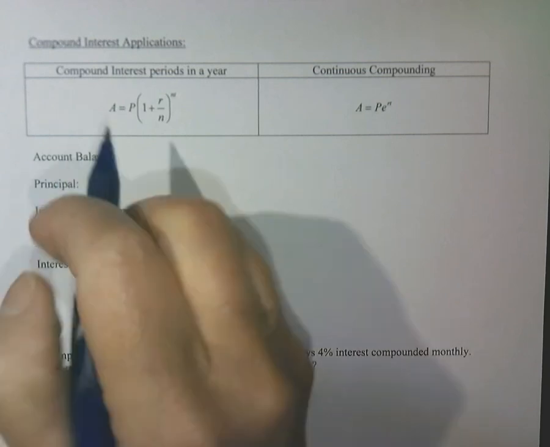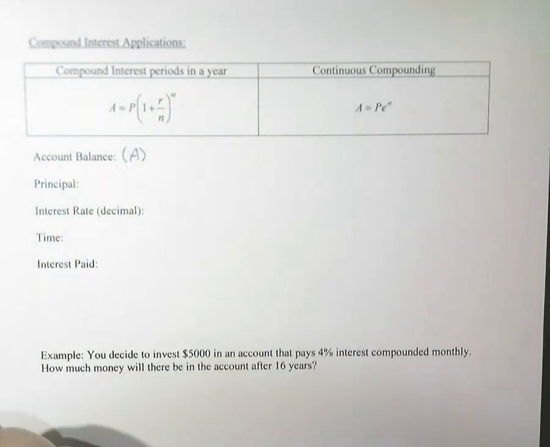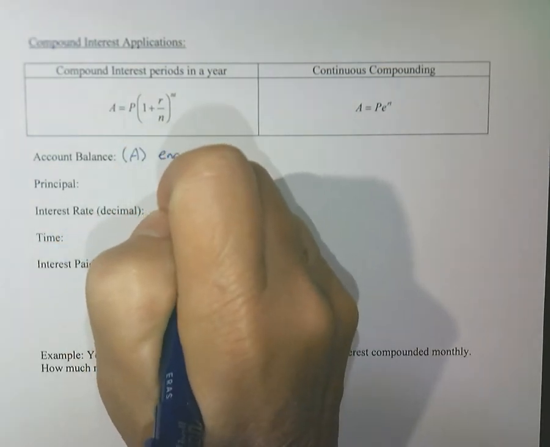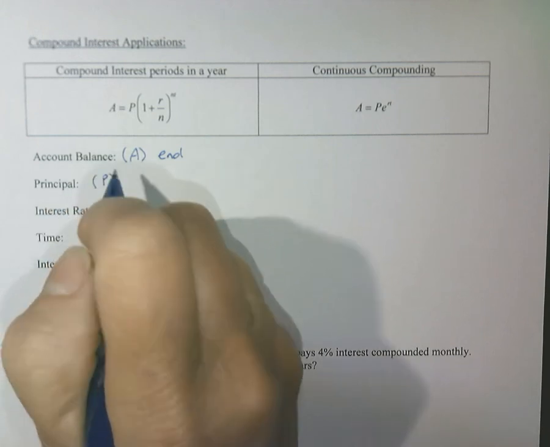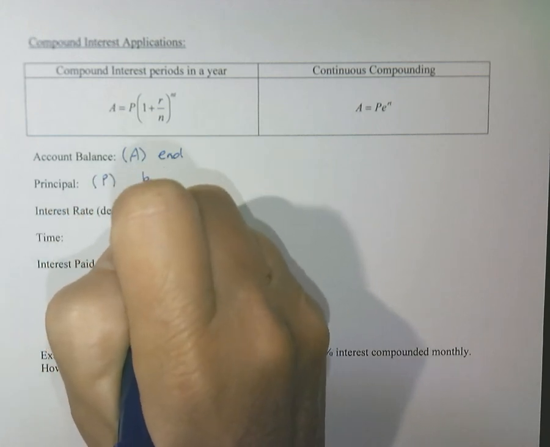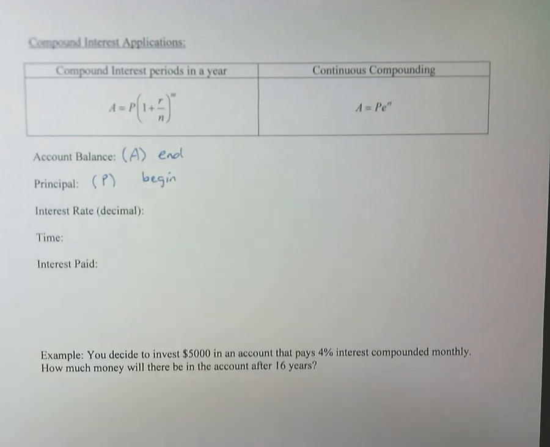A stands for the account balance. It's how much you end up with. So if you deposit money into a savings account, after so many years, it's how much money is in that account. P is the principal. It's how much you begin with. If you want to deposit money into an account, it's how much you deposited. Likewise, if you have a loan, it's how much you borrowed.